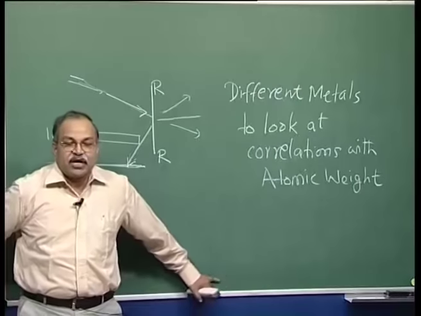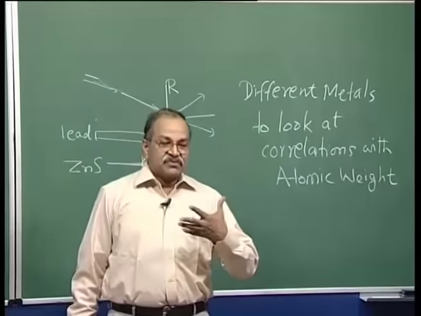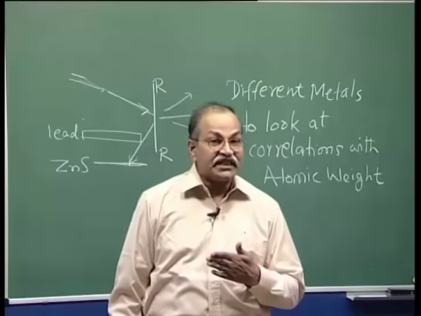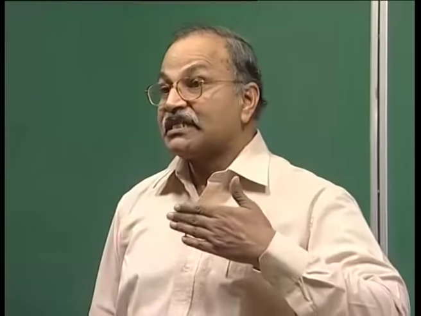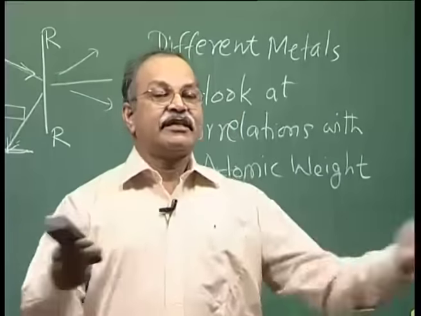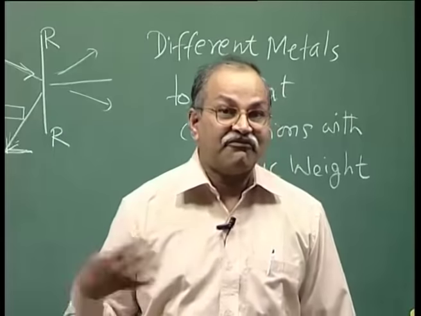Then the other part of the experiment was to find the effect of thickness. Is the scattering coming from the surface or from the interior? If it is coming from the surface, then you increase the thickness of that metal foil and the number of alpha particles detected will not change, because the surface is only surface. But if the particles go into the interior of the metal foil and get scattered from there, then if you increase the thickness, you will have a different number of alpha particles.